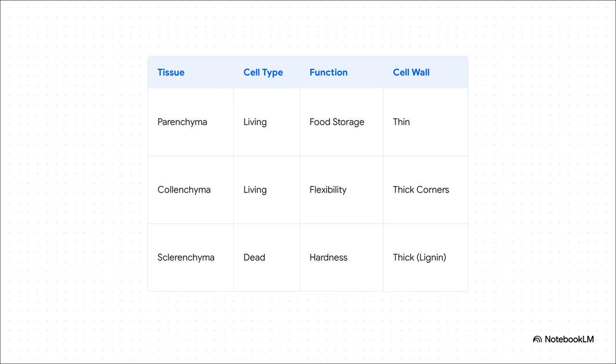And S is for sclerenchyma. Now, these cells are dead, but they're incredibly strong. They have super thick walls hardened with lignin. This is the stuff that makes a coconut shell so tough you can barely break it.